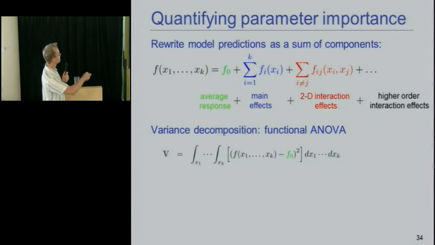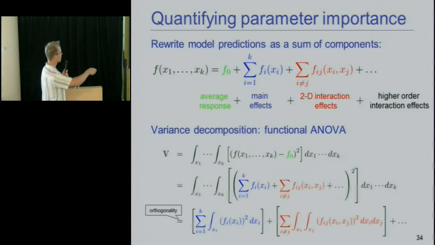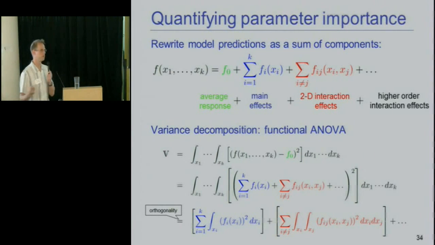So you go about this by just writing down the variance. The variance by definition is the predictor minus the predicted mean squared, and integrated over all the inputs. And then you do some math, and out comes some terms for each particular effect. So here's the effect of parameter 1 integrated over just parameter 1 squared, plus the effect of parameter 2 squared, etc., plus the interaction effect, plus higher order terms. And so we can say how much of the variance is due to each of the parameters.